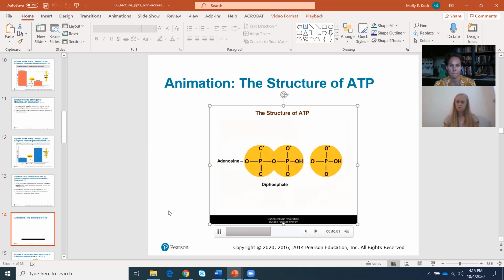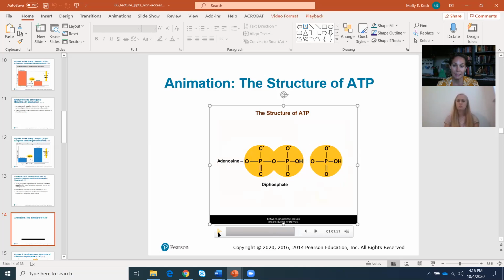During cellular respiration, glucose releases energy. This energy is stored when a phosphate group is added to ADP, adenosine diphosphate, forming ATP or adenosine triphosphate. ATP releases energy when the covalent bond between phosphate groups breaks during hydrolysis.